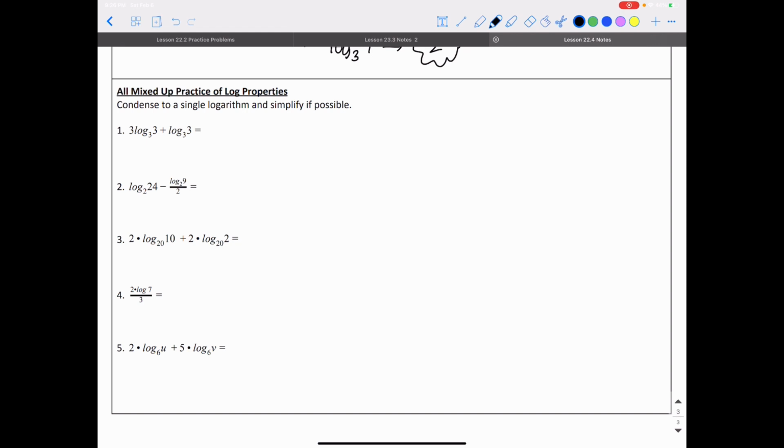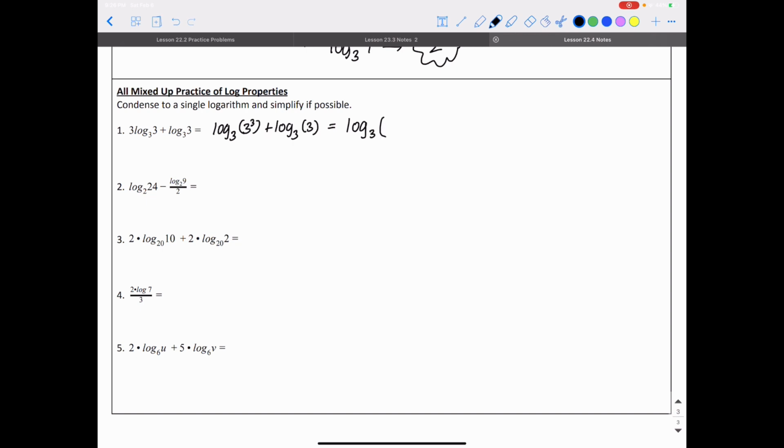For number 1, I have 3 log base 3 of 3 plus log base 3 of 3. What I want to do first, before I actually combine two logarithms with addition, is take care of the coefficients. I want to get rid of those coefficients. So I'll have log base 3 of 3 cubed plus log base 3 of 3, and now I can combine them. They have the same base, so I can combine them because there's addition in between with multiplication.